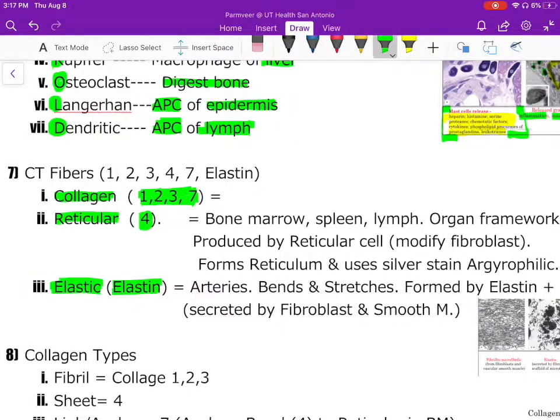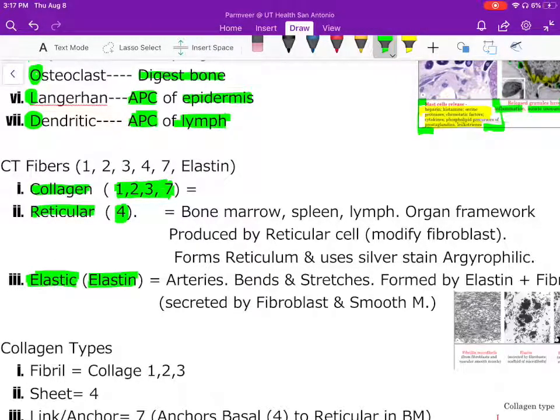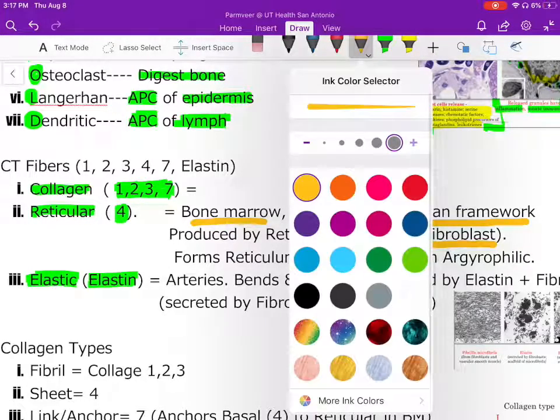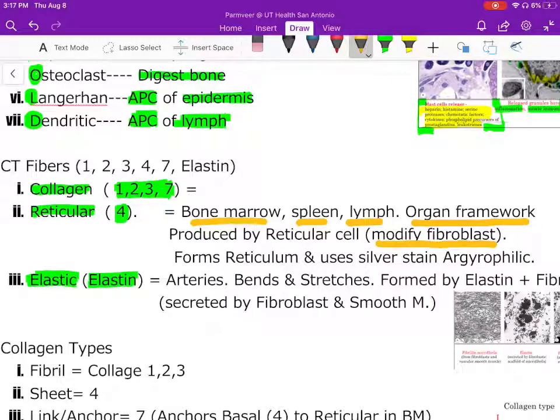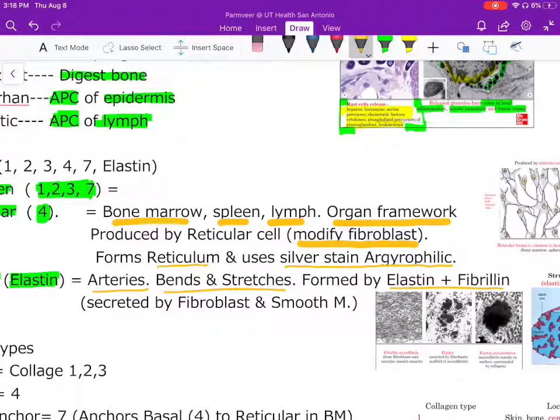Reticular, usually you find it in the bone marrow, spleen, lymph. It provides organ framework, and it's produced by reticular cells, which are modified fibroblasts. Forms reticulum and uses a silver stain. We call it argyrophilic, and that is for reticular fibers. Elastic fibers, usually elastic meaning flimsy and flexible, find it in the arteries. It's able to bend and stretch, formed by elastin and fibrillin, secreted by fibroblast and smooth muscles.